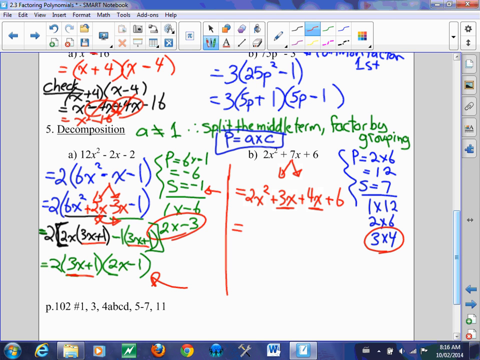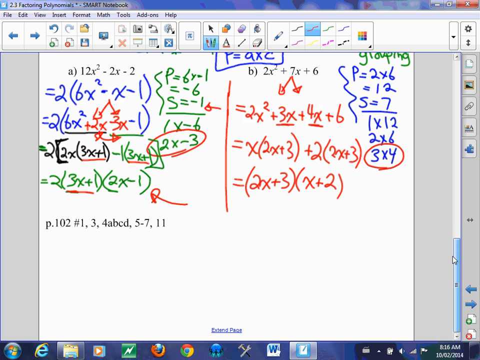Okay, so what's common in the first two terms, ladies and gentlemen? I've got an x, so what's left over? 2x plus 3. And what's common in the last two terms? A 2. So what do we have left over? 2x plus 3. Factor by grouping, 2x plus 3 times x plus 2. And there we have it, ladies and gentlemen.